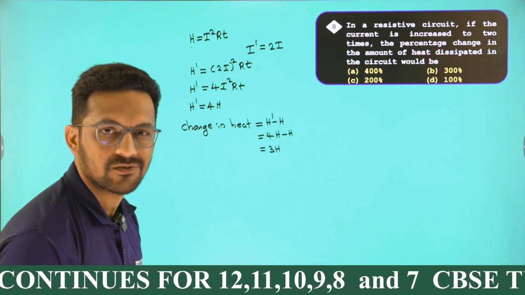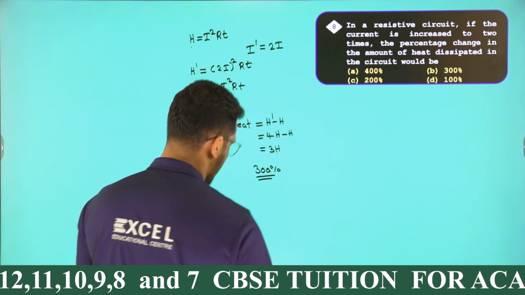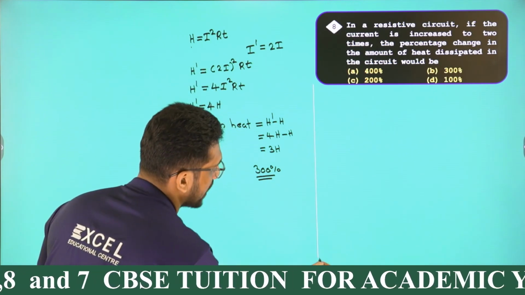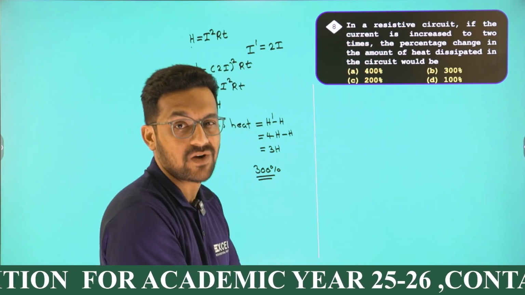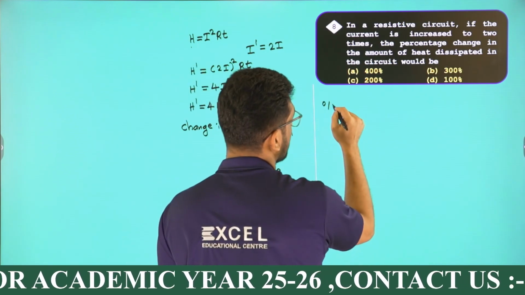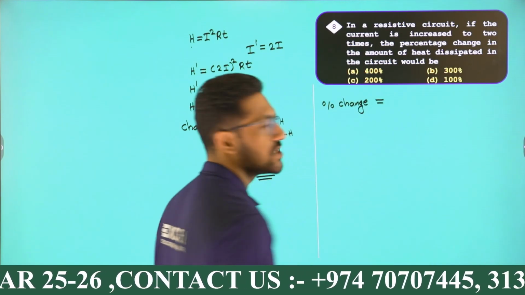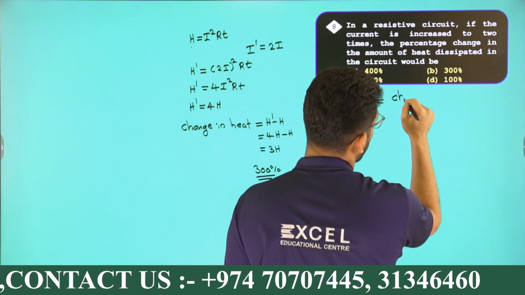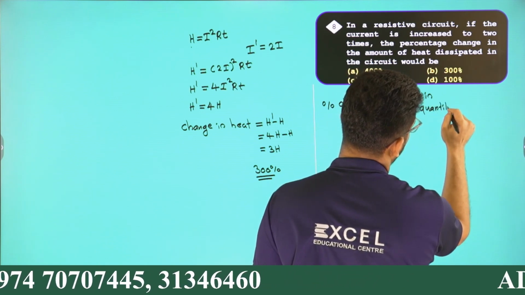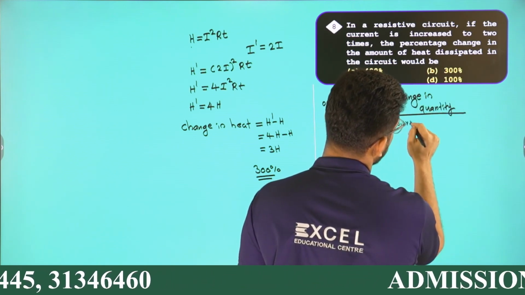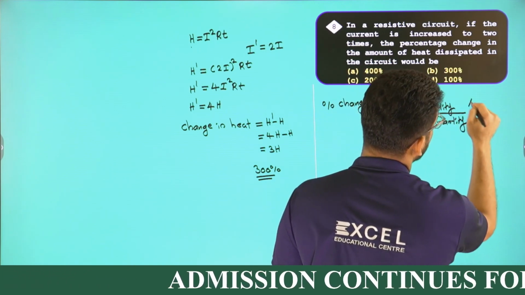Convert that into percentage. That will be 300%. Okay. I'm going to give you an equation to find this. Maybe you will study this equation in higher classes, or you can just study it here itself. The equation is for percentage change in any quantity. Percentage change in any quantity will be change in quantity divided by original quantity into 100.